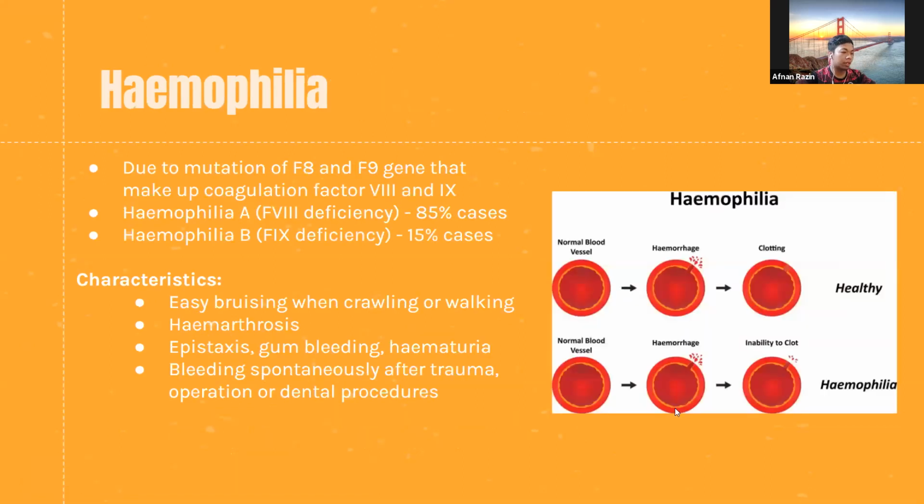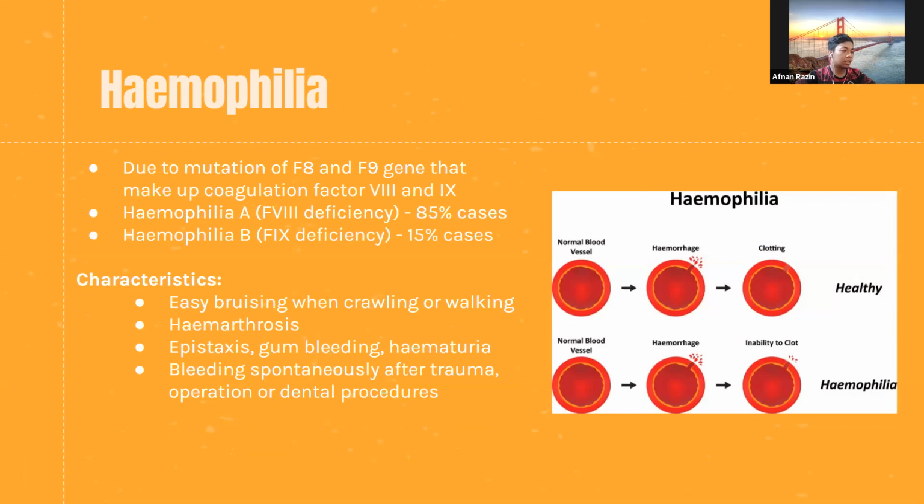Next is hemophilia. Hemophilia occurs due to mutation of the factor 8 and factor 9 genes that make up coagulation factor 8 and factor 9. So there are two: hemophilia A, which is factor 8 deficiency. The cases reported are more than hemophilia B, and hemophilia B is factor 9 deficiency.